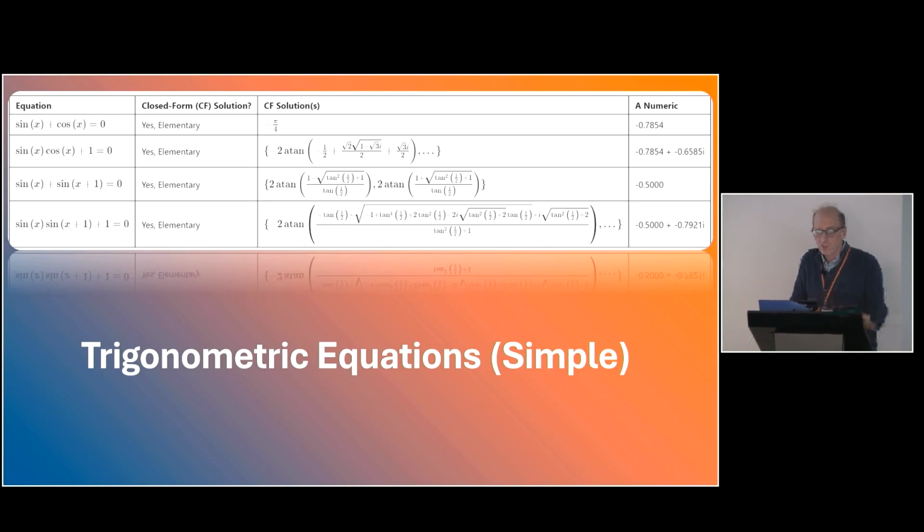But in general, in all these cases, where the input to the trigonometric function is the same or just offset from each other, we're going to, at least according to SymPy, get answers.